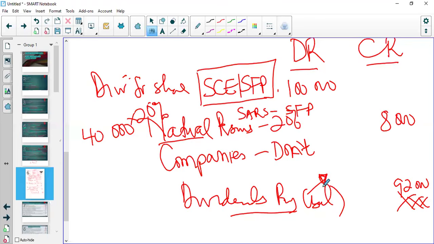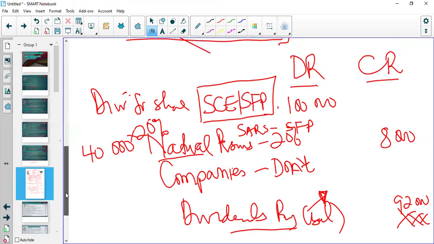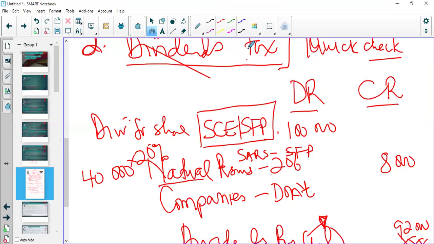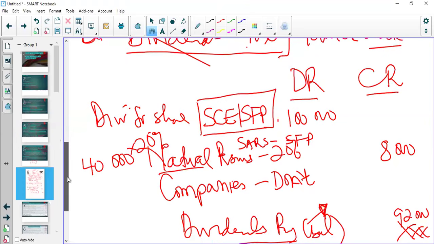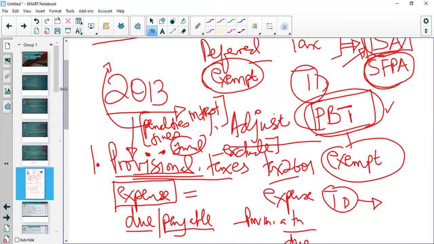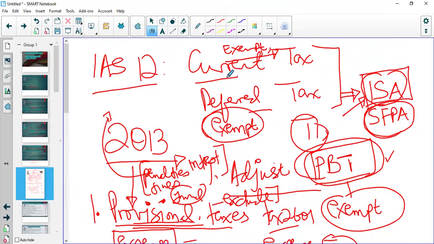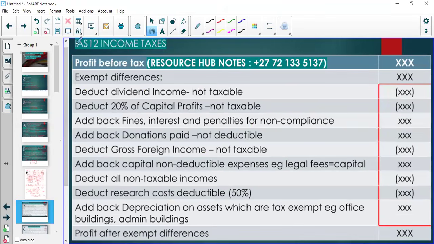Right. So last time I checked, this was always the case. It was part of what you study and what you will be examined on. Right. So I was talking about the knowledge of current tax and deferred tax, and also the tax rate reconciliation, which is very, very easy. But we're not going to discuss it now. So what we're going to do now, we're going to talk about some of the exempt differences. So I've prepared a template for you, right?